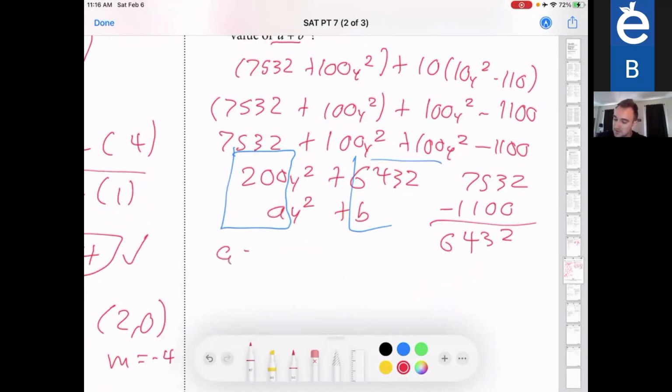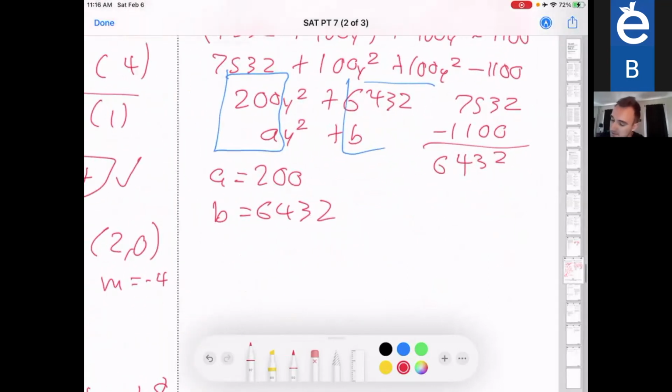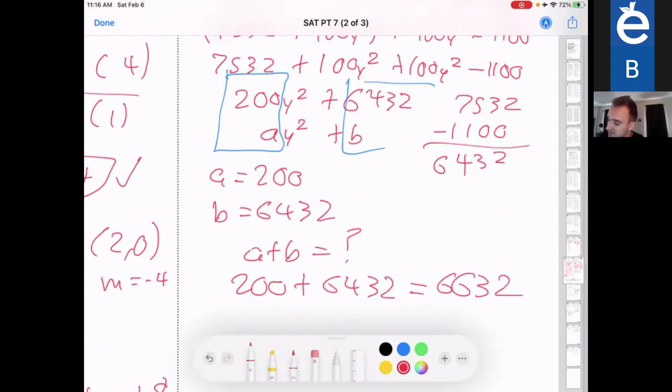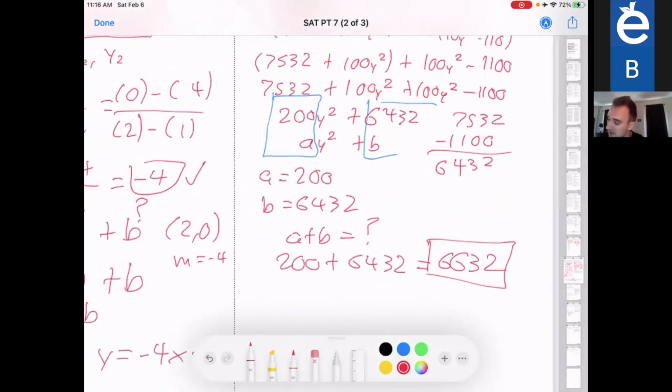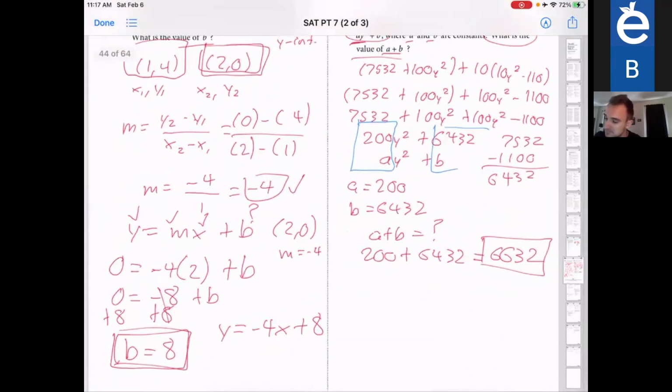So a is equal to 200, and b is equal to 6,432. The question originally says, what is the value of a plus b? So I want to add these 2 together. So a plus b is equal to what? That's the question. 200 plus 6,432 is equal to 6,632. That is my answer. I would grid in 6,632 for my answer.